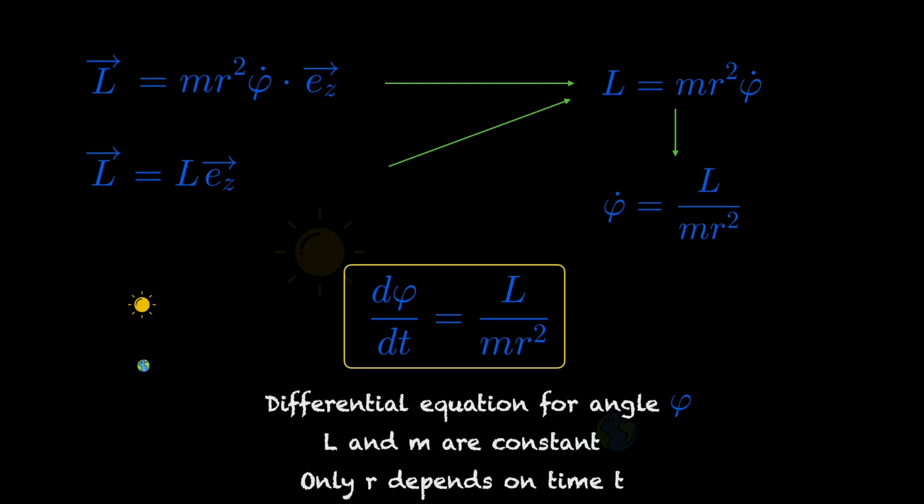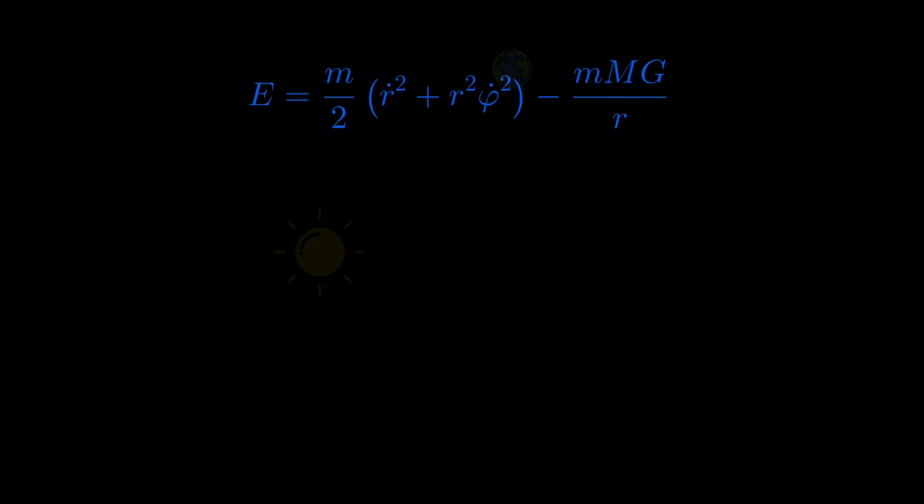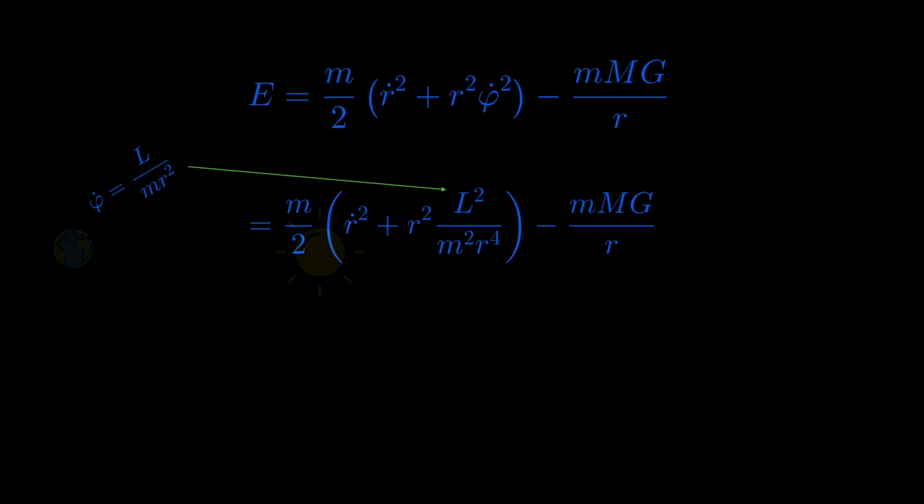So we have to investigate this part a little bit further, and we do so with the help of the total energy. With the help of the angular momentum, we will get rid of the phi dot in the polar expression of the total energy. For phi dot, we plug in L over m r squared, which gives us a beautiful expression for the energy, only depending on the distance of the celestial body from the Sun.